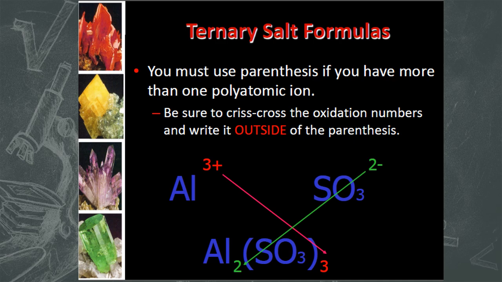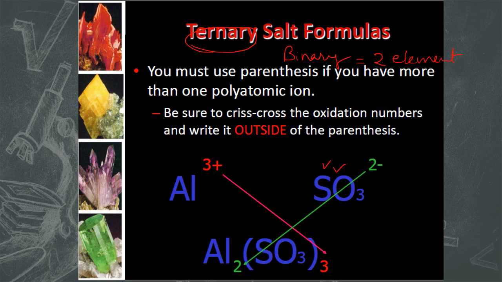Here is an example of naming and writing a compound with a polyatomic ion. This compound is formed by the combination of more than two elements, here sulfur and oxygen, and we call it a polyatomic ion. We also call this one ternary because it has more than two elements. If it is two elements, remember we called that one binary. Binary means two elements, and ternary means more than two elements.